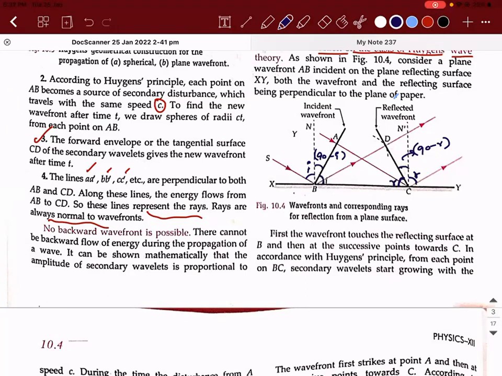Sir, I think it's correct only. It's 90 minus R only. Correct only, no? 90 minus R. Yes. No, what is your doubt? No, sir, I just confirmed that it's 90 minus R.